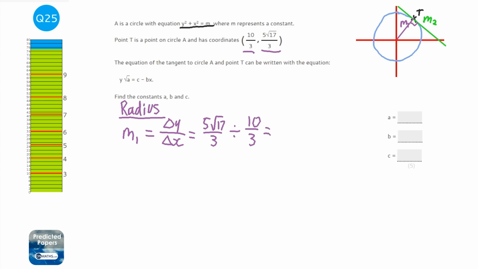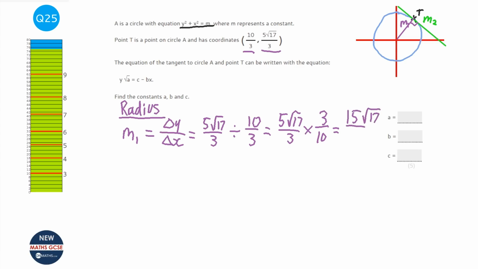Another area of maths we need to know is KFC, or keep change flip: whenever we're dividing with fractions, we keep the first one the same, we change the divide to a times, and we flip the second one. Now we can times them, so 3 times 5 is 15, so it'd be 15 root 17 over 3 times 10, which is 30. The 15 and 30 cancel to make that just 2, so root 17 over 2. So M1 is root 17 over 2. Cool, right.